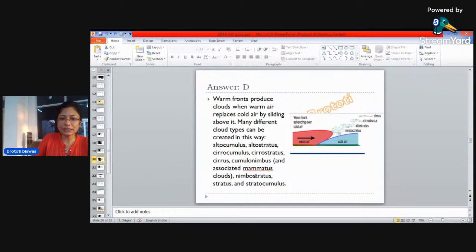So here you can see as the warm air comes in contact with the cold air, then what happens? Warm air rides over the cold air.